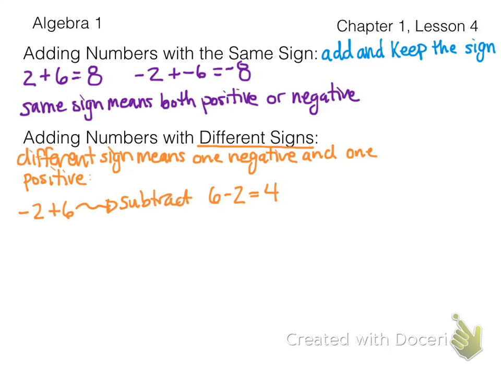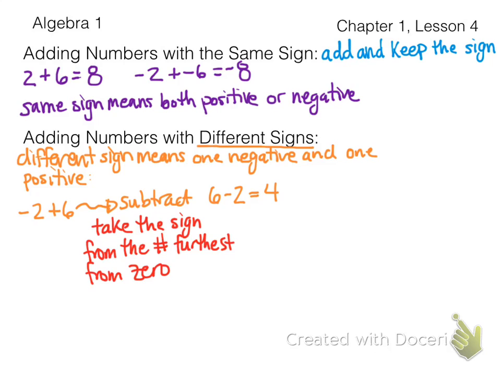Then, to figure out the sign of the answer, whether it is positive or negative, you look at the number that's furthest from 0. In this case, 6 was furthest from 0, and since 6 was positive, my answer is going to be positive. So take the sign from the number furthest from 0, in this case the 6, and it donates the positiveness to the 4. That's why the 4 is positive: the 6 was further from 0 than the negative 2, and therefore the 6 donates its sign.